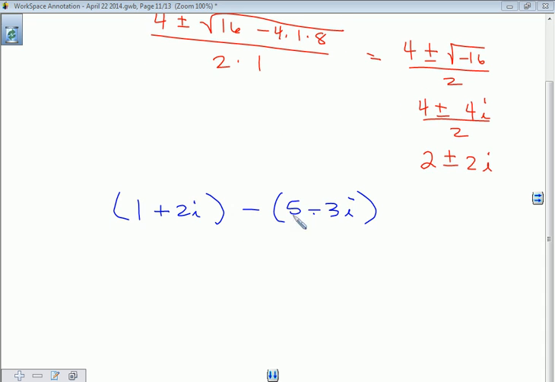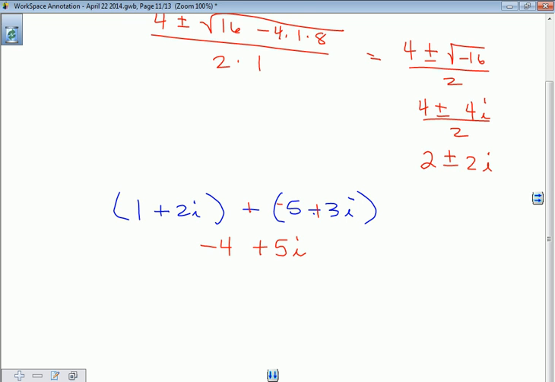Okay, now, just to make sure we know how to add and subtract, I think this is mundane, but here we go. Here we're subtracting two complex numbers. We just distribute the negative, right? And combine real parts and combine imaginary parts. Done.